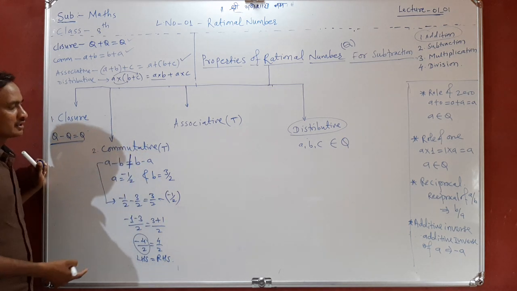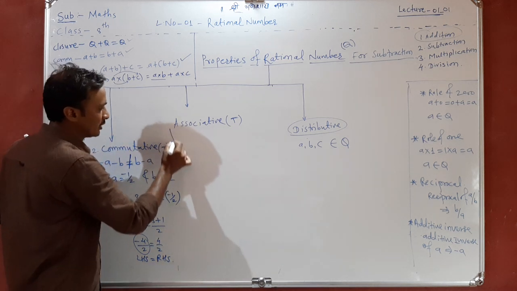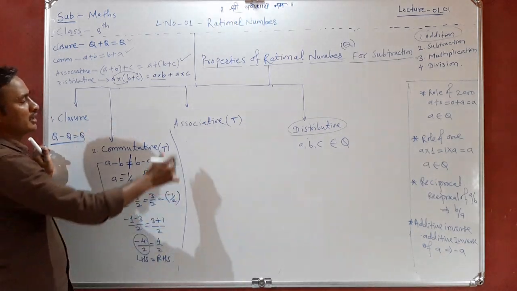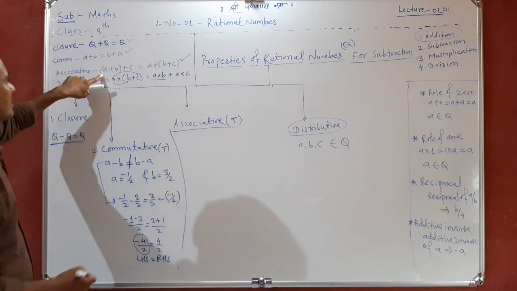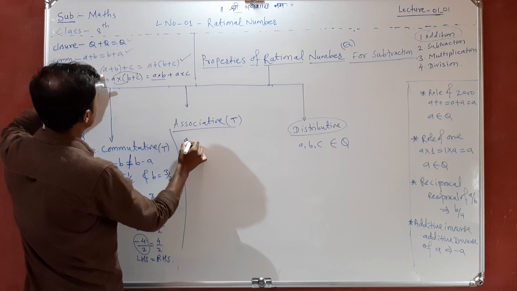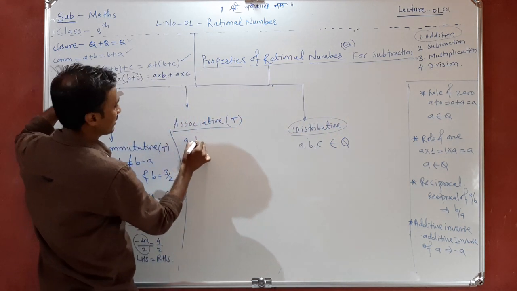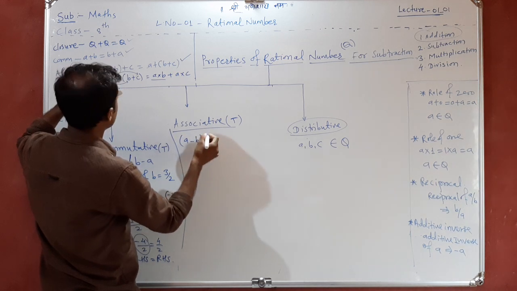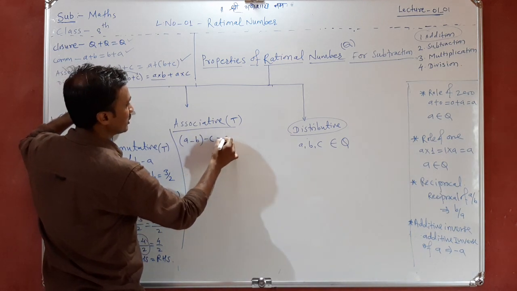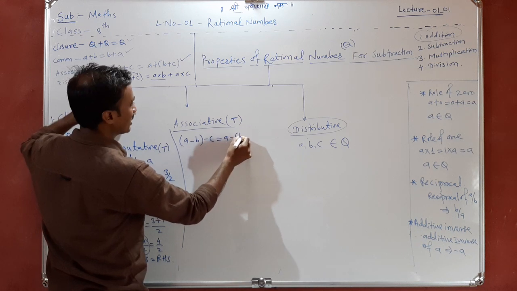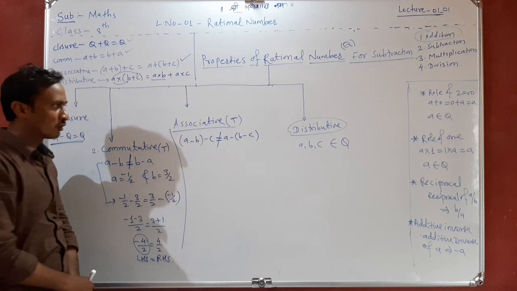Now after that, we have to check for associativity. The associative property of addition is (a + b) + c = a + (b + c), but here we are using the property for subtraction: (a - b) - c is equal to a - (b - c). This property is also wrong.